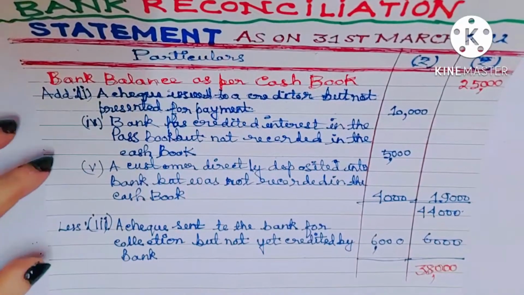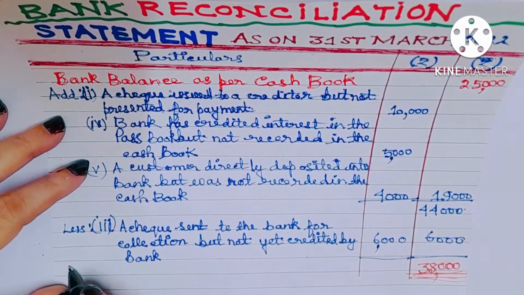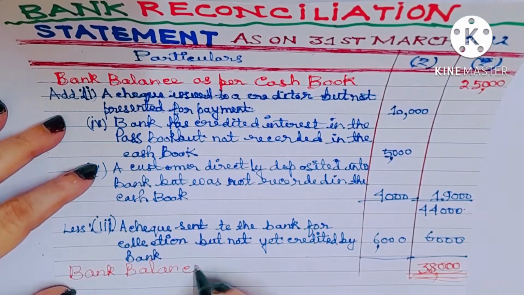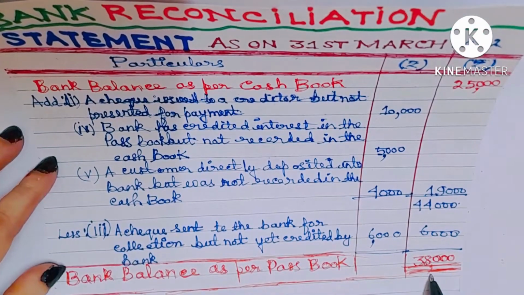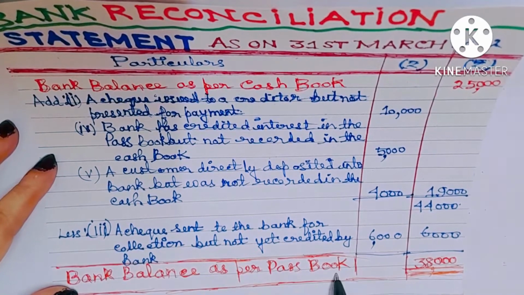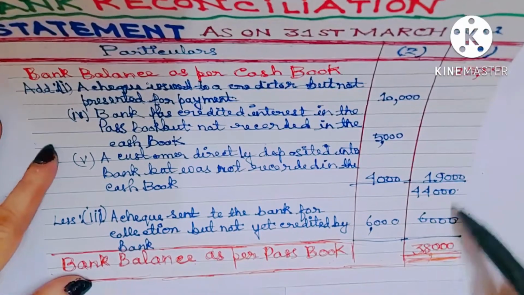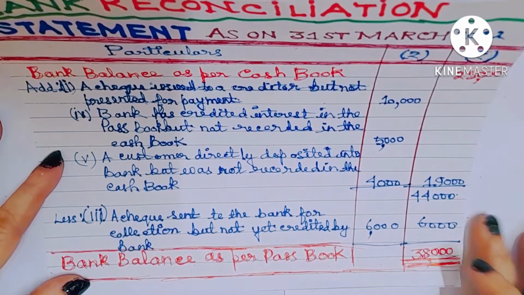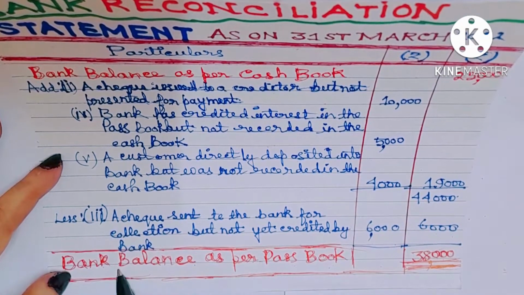So what is this 38,000? This is bank balance as per passbook, or credit balance as per passbook. After deducting 6,000 from 44,000 we got 38,000. Understood? So this is bank balance as per passbook or credit balance as per passbook, any one you can write.